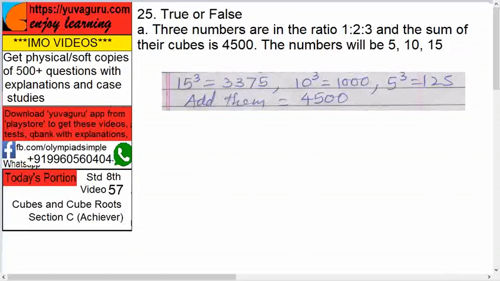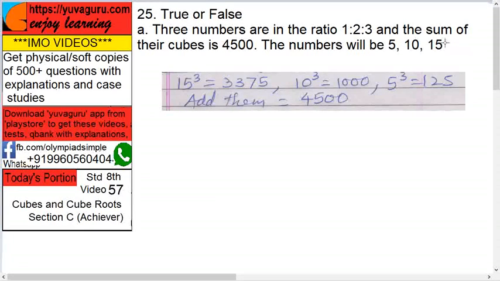Okay. Next is state true or false. First one. 3 numbers are in the ratio 1:2:3 and the sum of the cubes is 4500. Therefore the numbers are 5, 10 and 15. So while solving this, don't go for that bookish method of let the numbers be x, 2x and 3x. Directly solve it. We know the numbers are 5, 10 and 15.